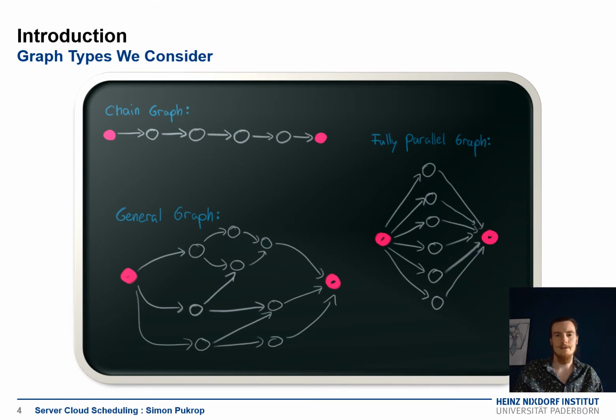We have three different types of task graph that we looked at in our research, one being chain graphs, which I think everyone knows. The next one is a fully parallel graph. There we still have our source and sink, but besides those two, everything is just in parallel and not dependent on each other. And the last kind is just a general graph. So we have a source and a sink, we have a directed acyclic graph, but everything else can look however it wants to look.